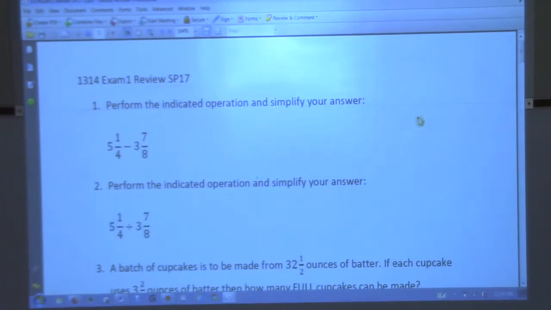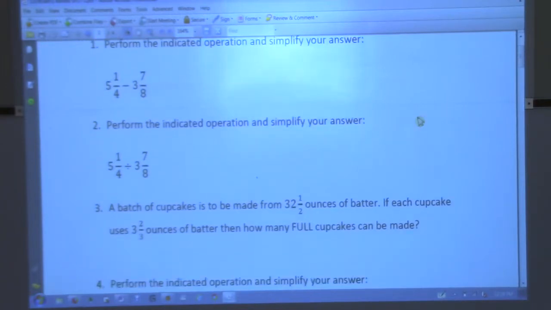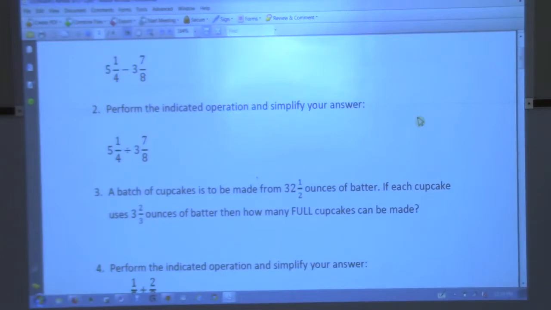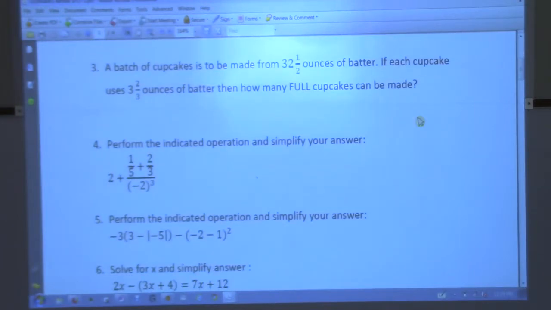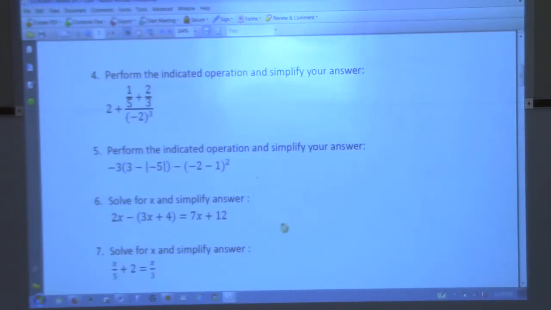All right, so it says up there, Exam 1 review spring 2017. So this is an old review. The first two problems are just arithmetic. Y'all okay with that? Batch of cupcakes, we did a problem like that in class. Perform the indicated operation, we did something like that in class, right? So far, everything looks familiar. I gave you a quiz on something like number 5 and 6. Actually, isn't that exactly 5 and 6? Yeah, those are the ones that I still need to give back to you.